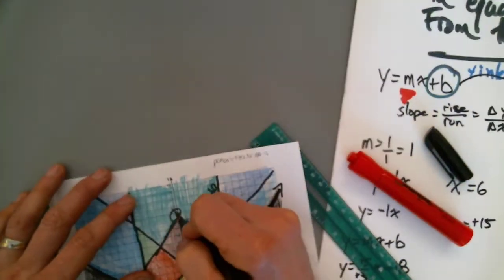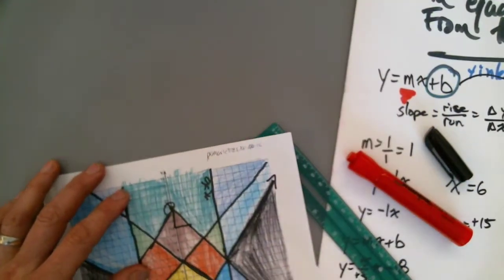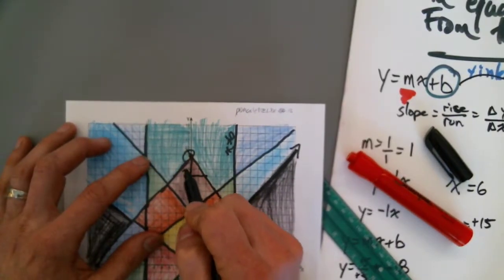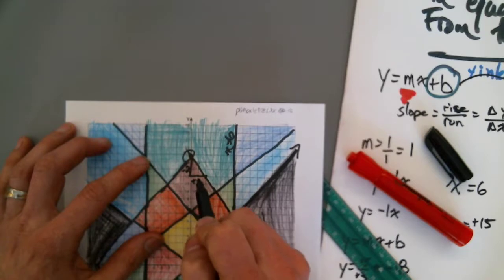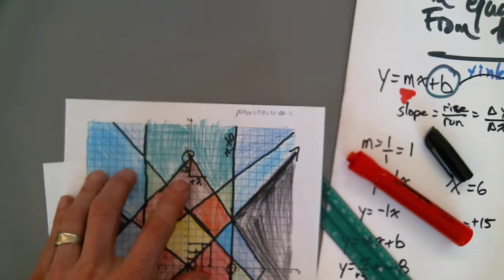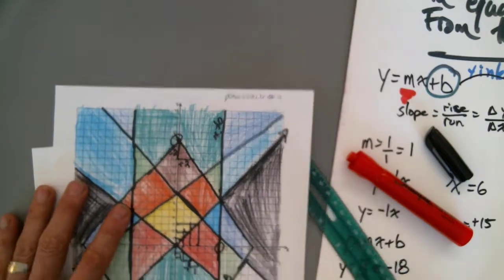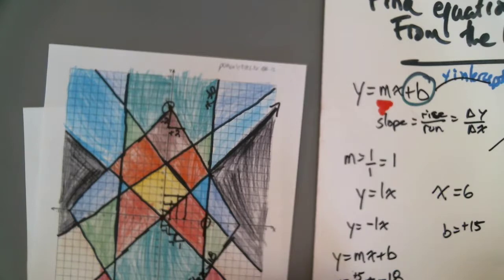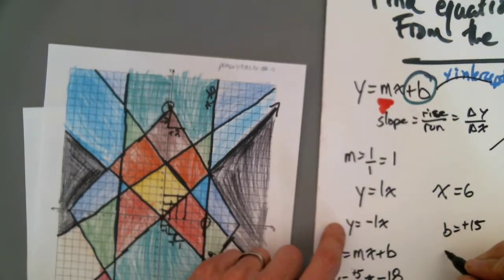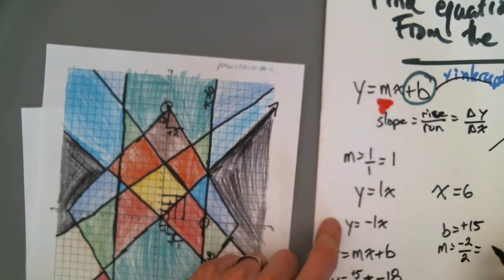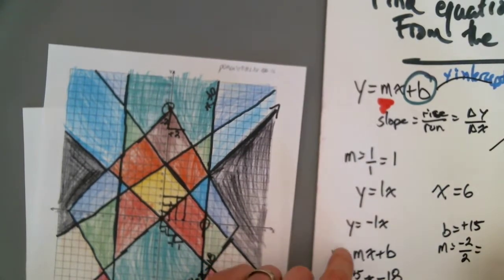Okay, now, here's my triangle. I started here. I went down 2, over 2. The down 2 is the negative. Negative 2, positive 2. Okay, so, here you go. It's funny, it must just be how the Sharpie is. M is going to be negative 2 over 2. Well, that's just negative 1. Isn't that interesting?